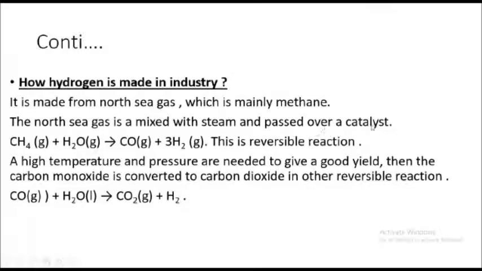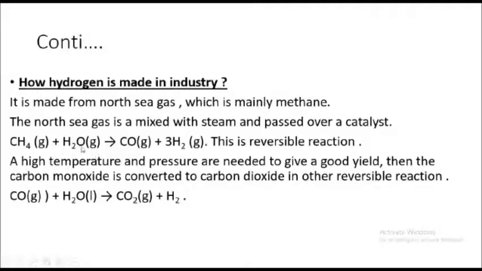And pass it over a catalyst. You can add what's called a catalyst to that reaction. A catalyst is a substance that speeds up the rate of a chemical reaction. So the reaction is between the steam and North Sea gas, which is mainly methane. So you combine this North Sea gas with steam and you add a catalyst, which is any substance that speeds up the rate of chemical reactions.